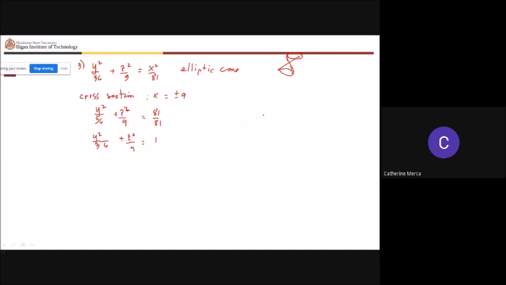It is easy to sketch an elliptic cone. You have your x-axis. On the x-axis, it is at plus or minus 9. So this is x.